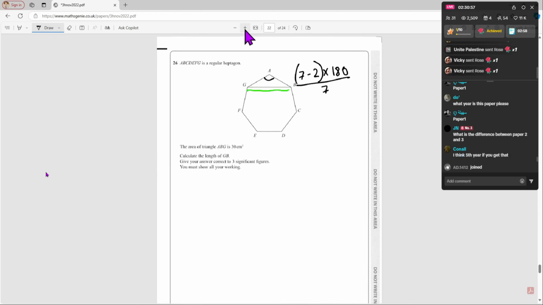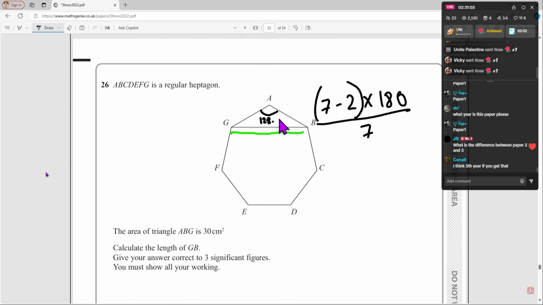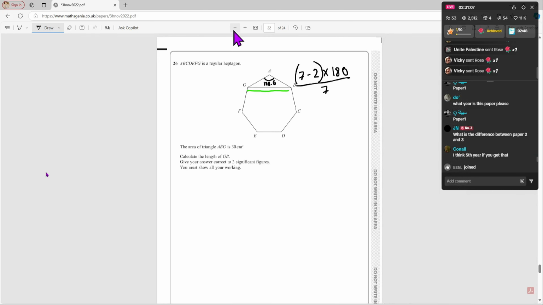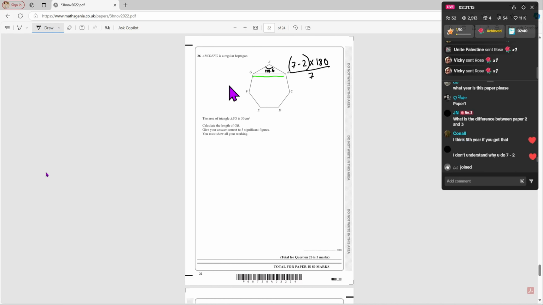One of the interior angles, 128.6. And now, once we have got that, since this is a regular heptagon, we know that every single length is going to be equal.